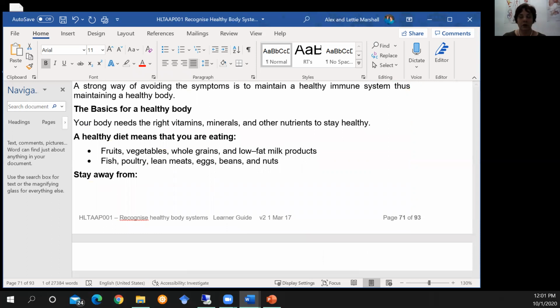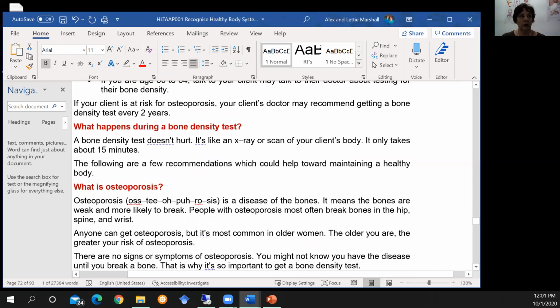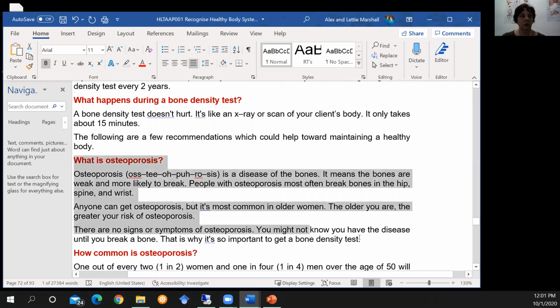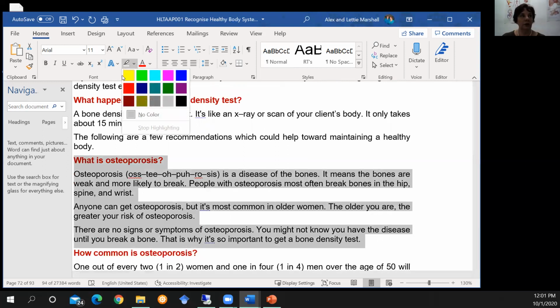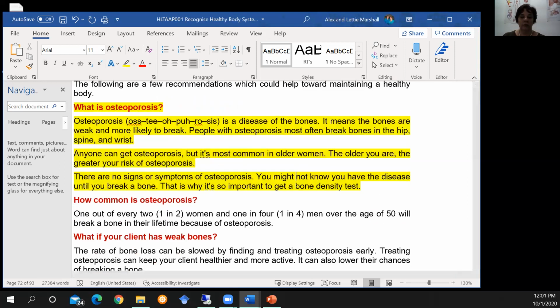Right, the next one was osteoporosis. It's just down the bottom of the next page, page 72. Osteoporosis is when your bone density decreases when you get older. That means the bones get weak and are likely to break. And how common is it? The next one: 1 out of 2 women, page 72. Yes.